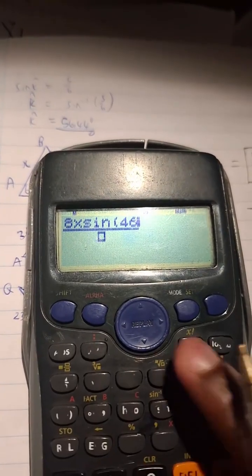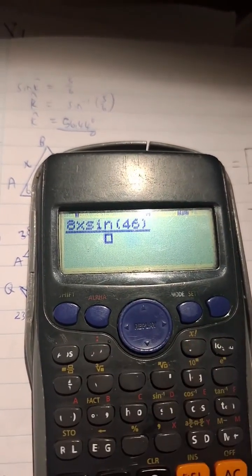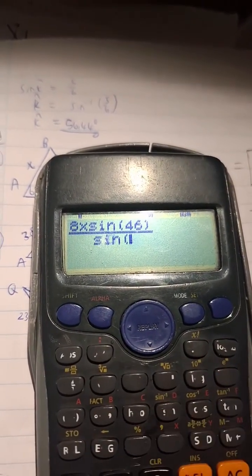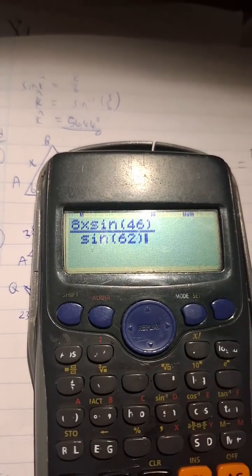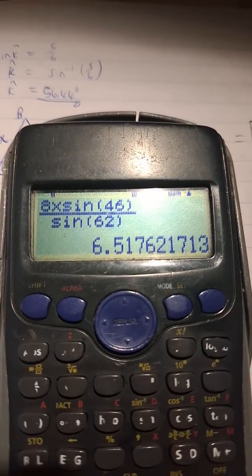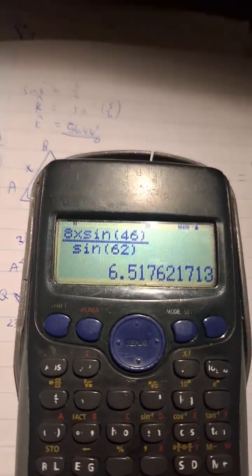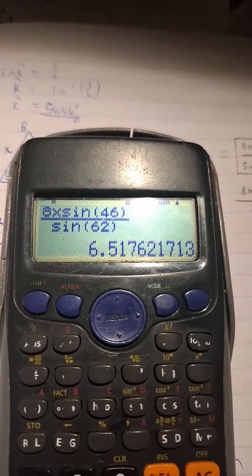Sine 46, we close it up, over sine 62. We close it up. We write, bam, the answer for the day.